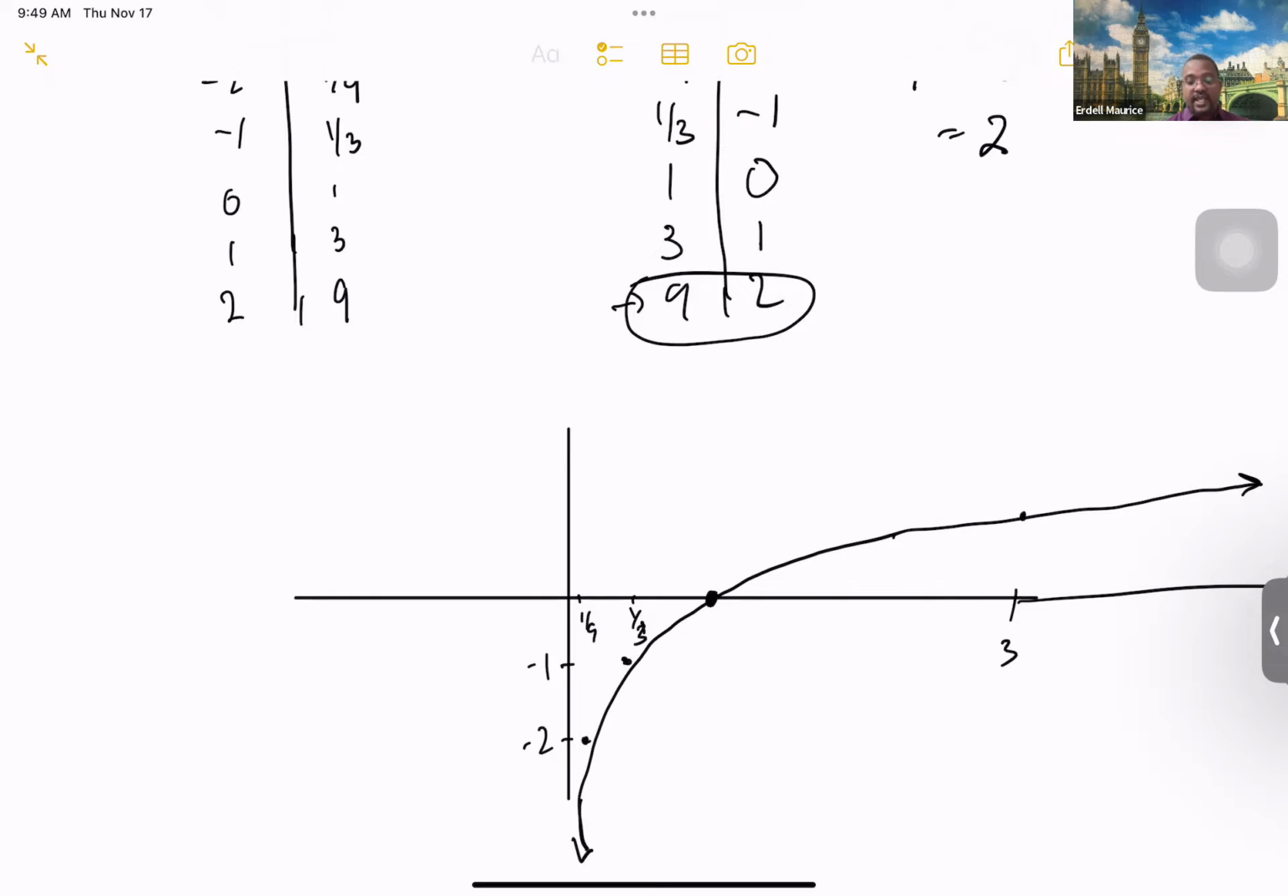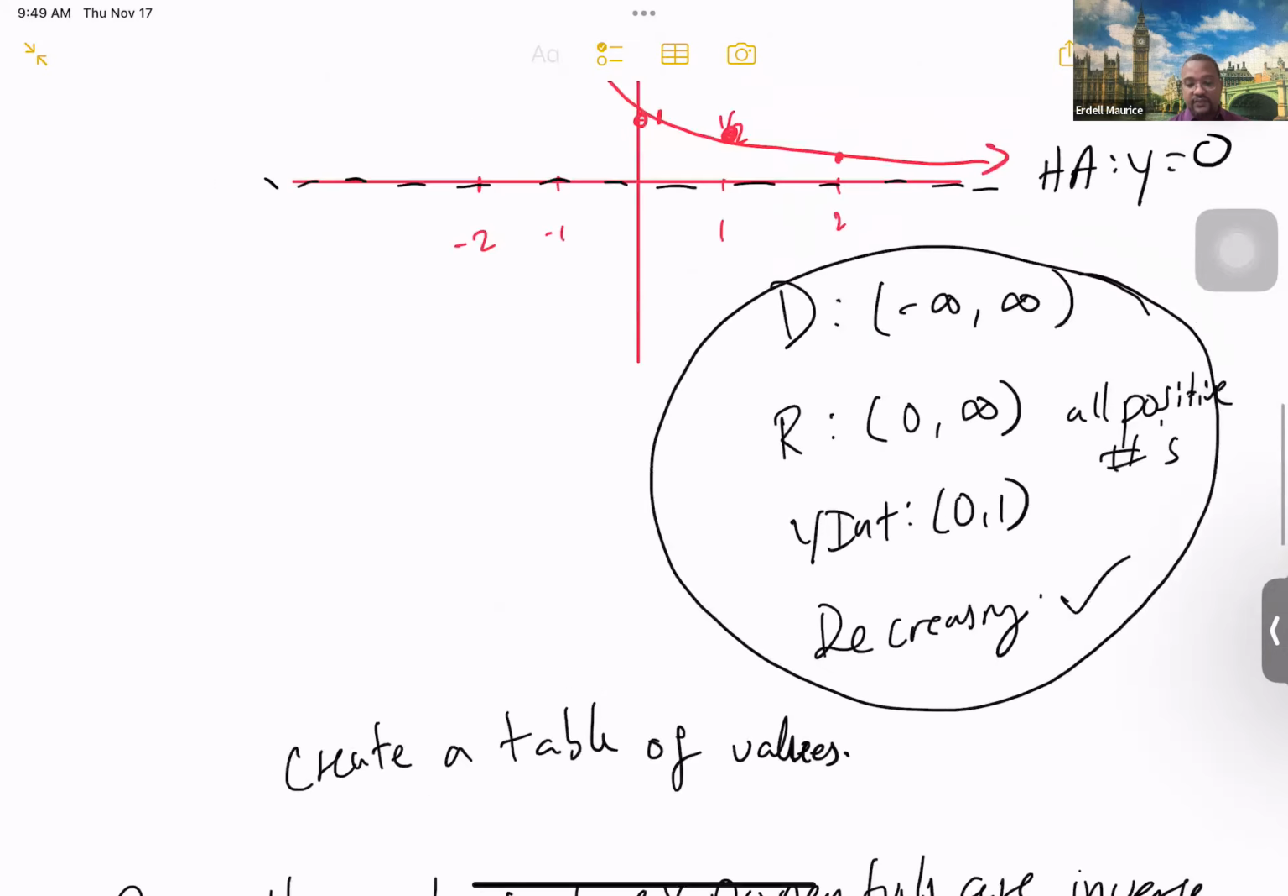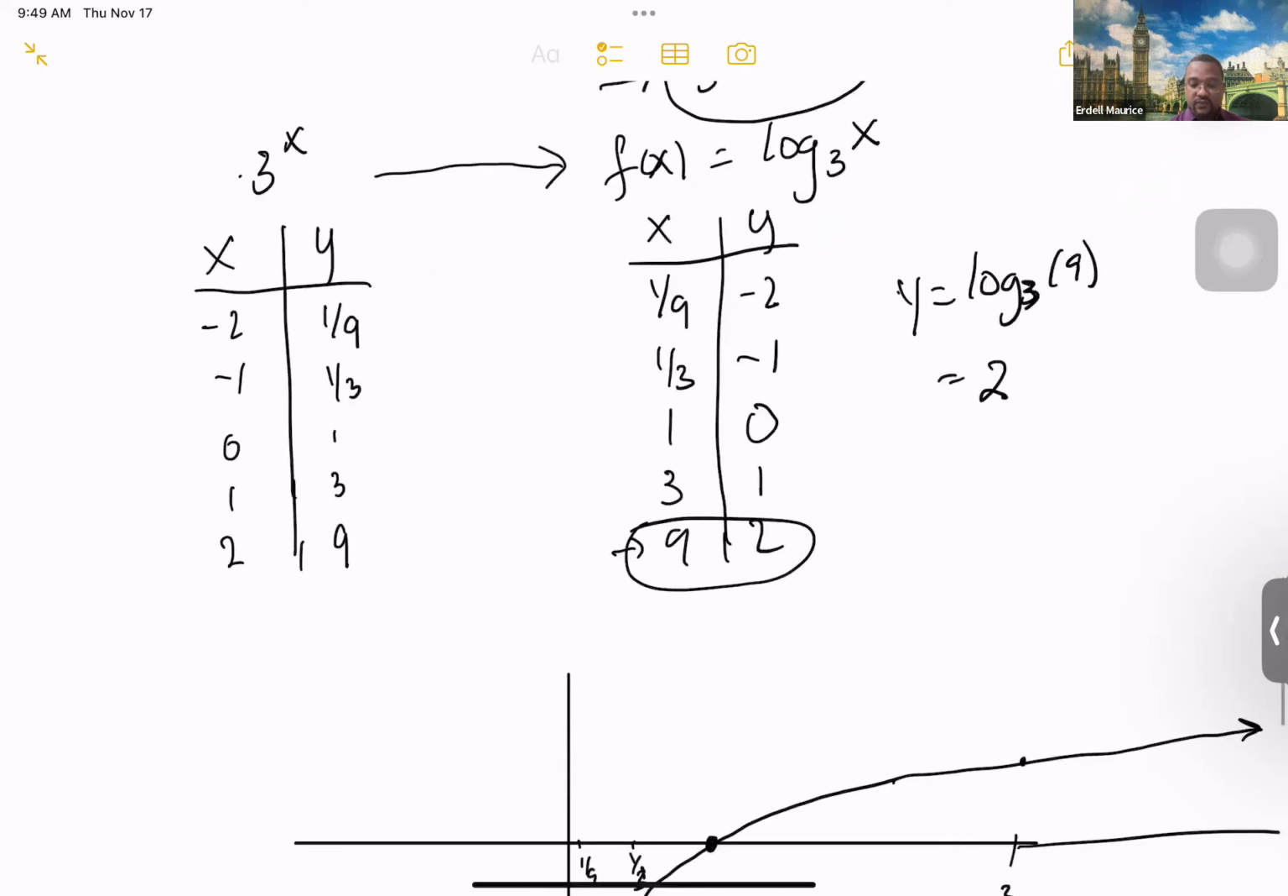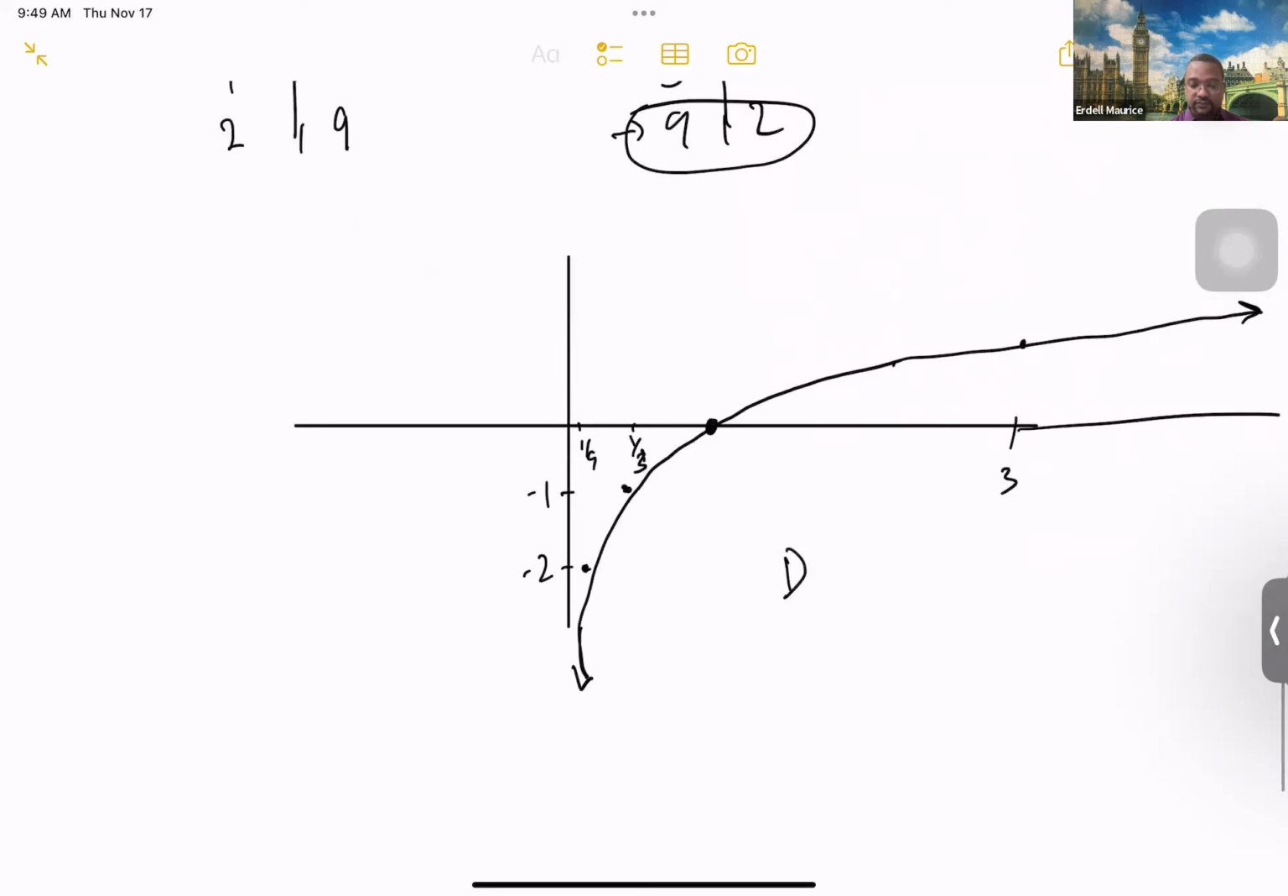Questions there? And basically, what's going to happen is that all of these right here are simply going to flip. And so your domain is now going to be the previous range. So the domain is going to be 0 to infinity. The domain for logarithms, only positive numbers. The range, however, is going to be all real numbers.